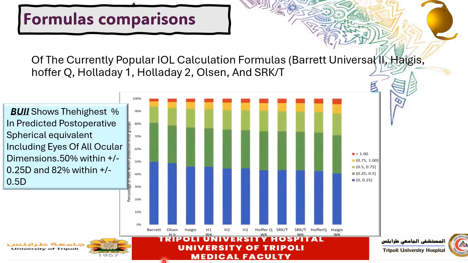And in the second place comes the Olsen formula. So this study shows that the Barrett Universal II is the most accurate among the most popular seven IOL calculation formulas available in the market, and it shows a high degree of accuracy and a high degree of prediction of post-operative IOL power.